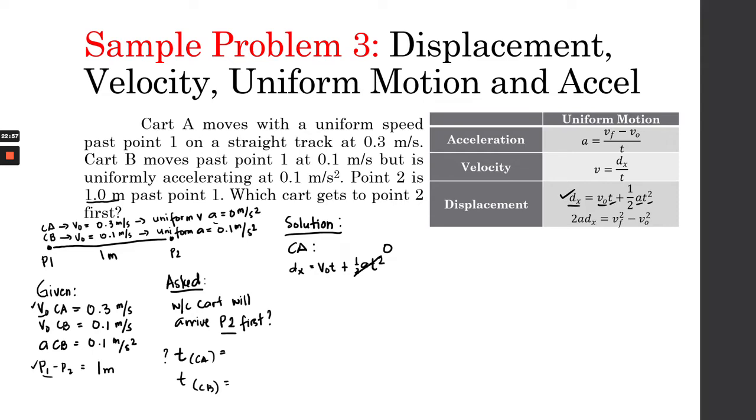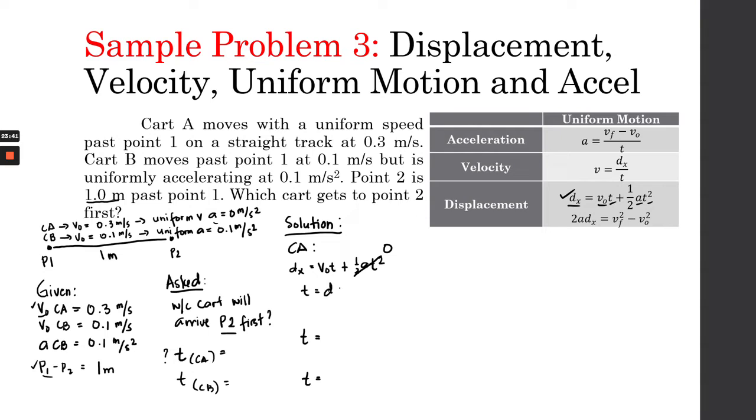So basically what we have is dx equals v0 t, and we are looking for time. And time in here is basically the distance traveled divided by the initial velocity. So time is equal to 1 meter divided by the initial velocity of cart A, which is 0.3 meters per second. And that would give us time is equal to... oh, sorry, this is a mistake.